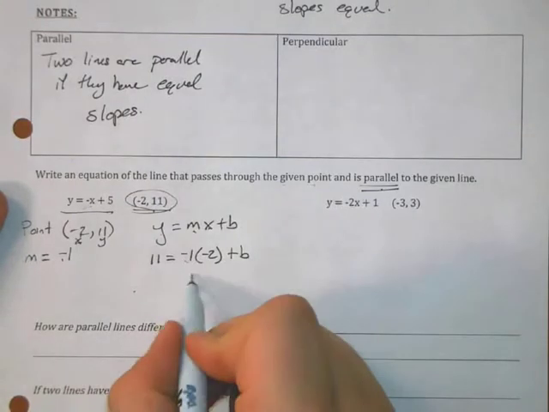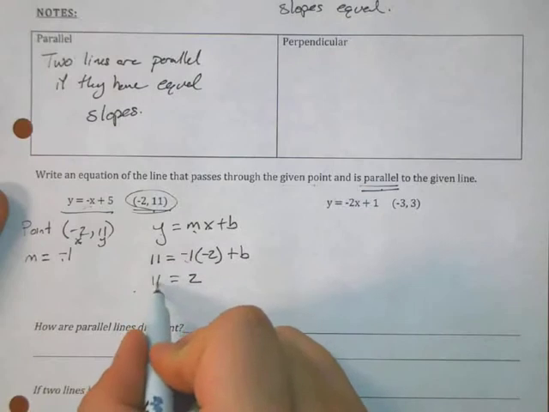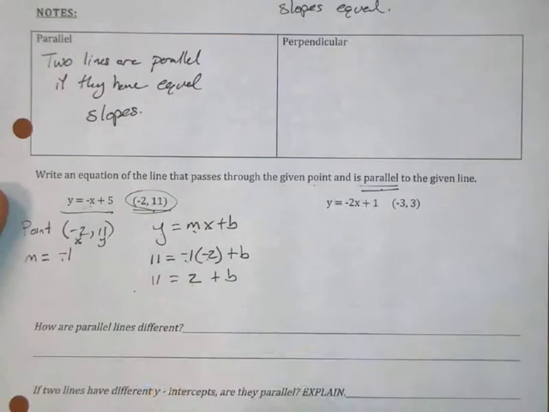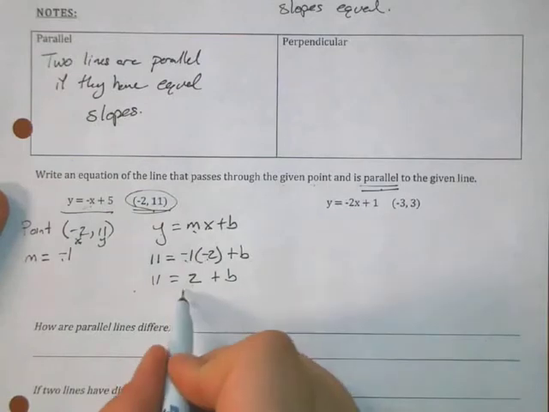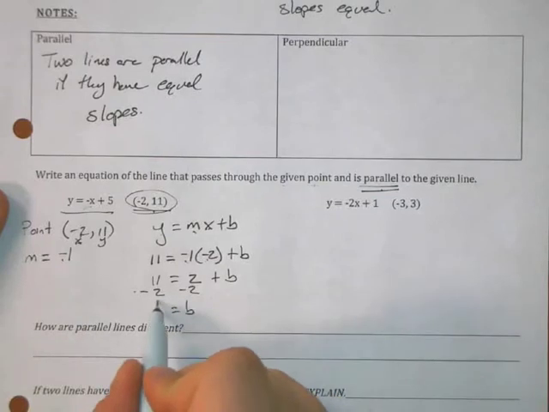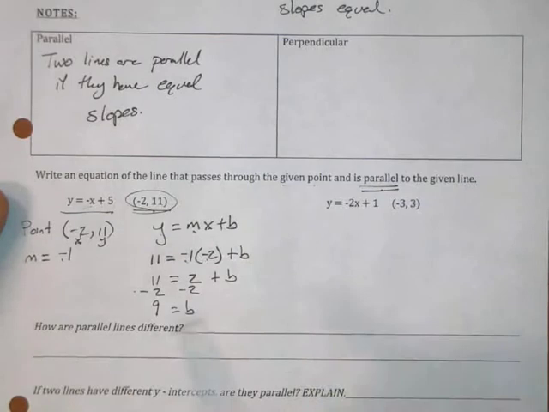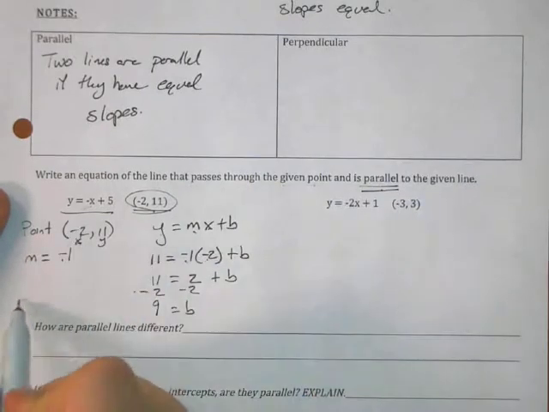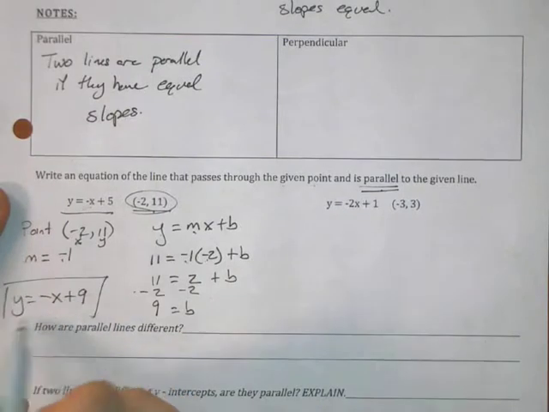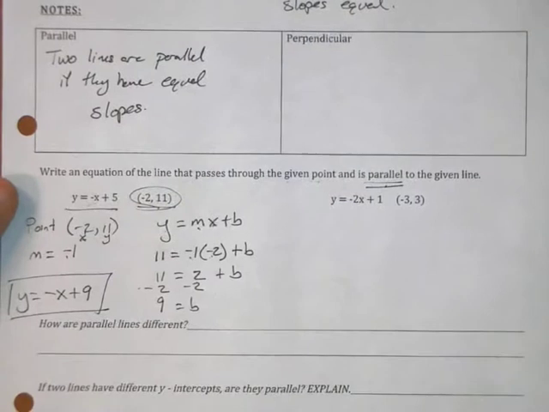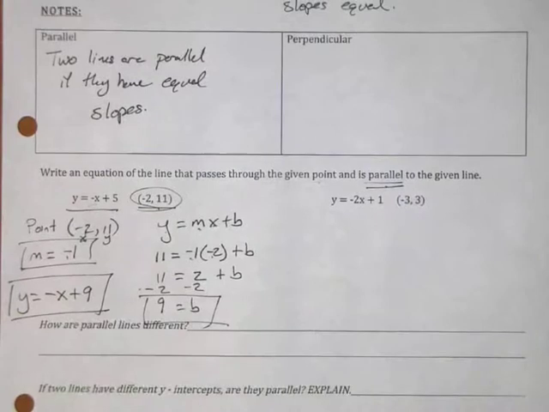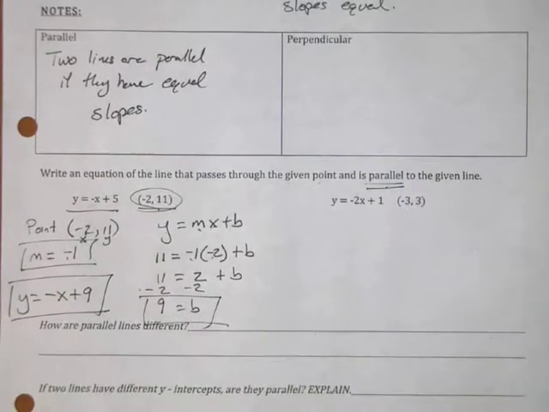What's negative 1 times negative 2? Positive 2. Negative times a negative is positive. 1 times 2 is 2. 11 equals 2 plus b. What's b equal to? 9. Okay. So then what's the equation of my line that's parallel to this one and goes through this point? Using the slope and the y-intercept, I plug them in and get negative 1 times x, or negative x plus 9.